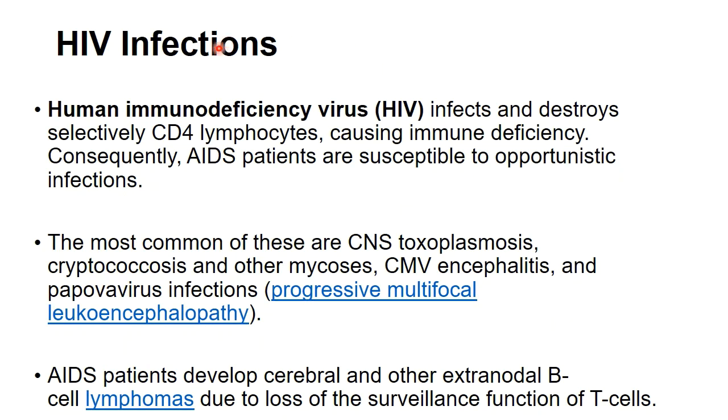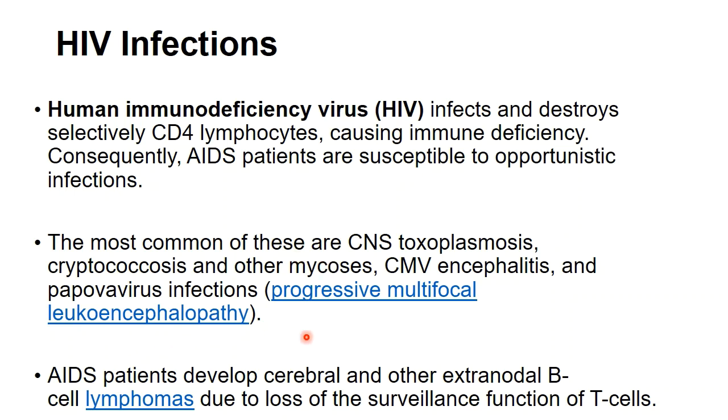Now coming to HIV, or human immunodeficiency virus. This virus selectively destroys the CD4 lymphocytes and causes immunodeficiency. Consequently, AIDS patients are susceptible to opportunistic infections like CNS toxoplasmosis, cryptococcosis, and mycosis, which we've already discussed in our last class, and CMV encephalitis, as we have discussed today.